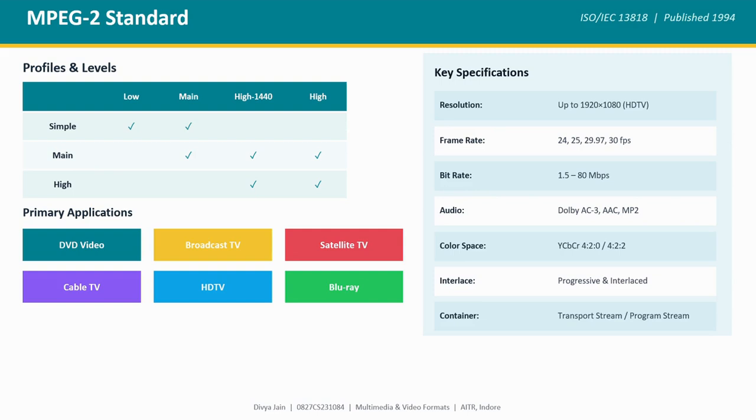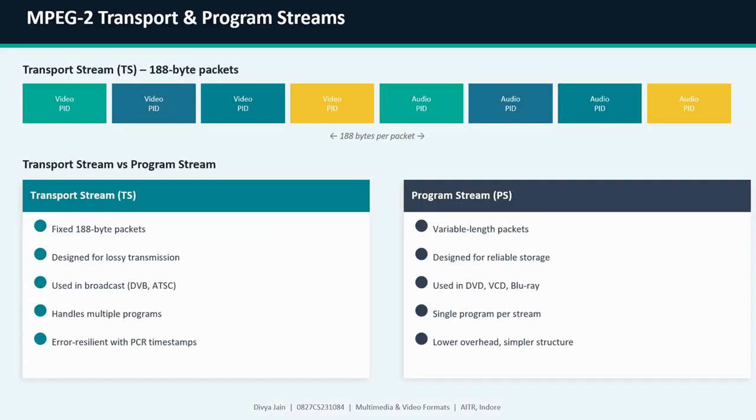MPEG-2 introduces profiles and levels to define combinations of features and resolutions. This allows the same standard to serve everything from standard definition TV to high definition broadcasts. MPEG-2 transport and program streams.